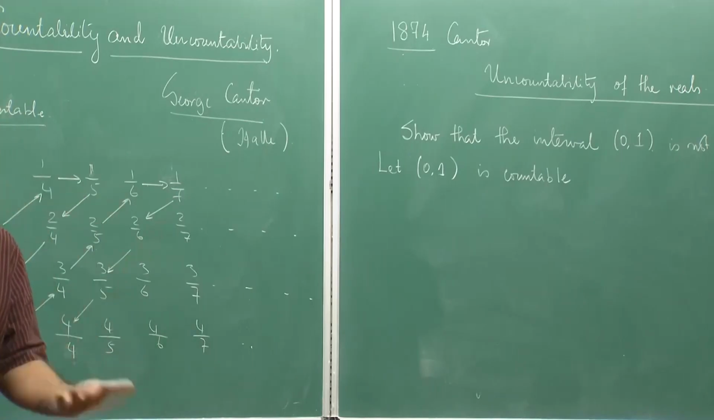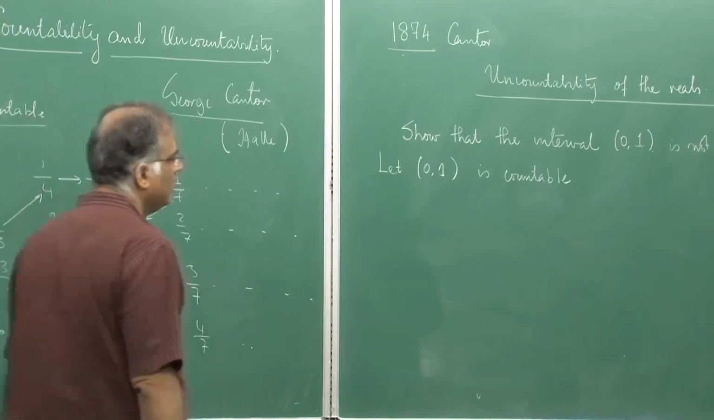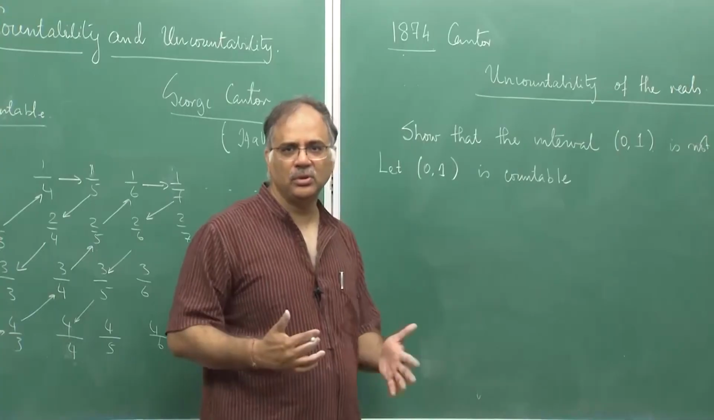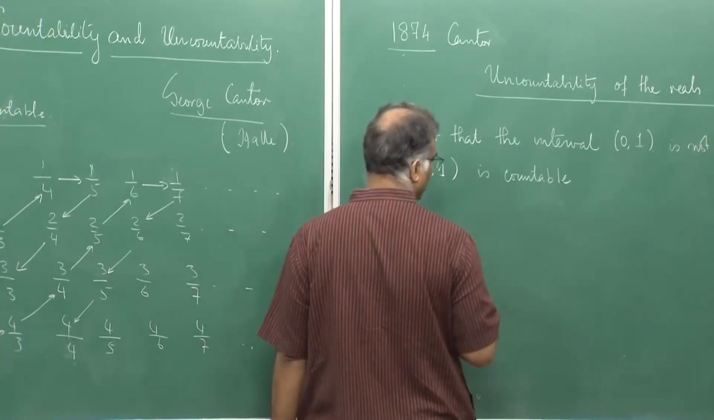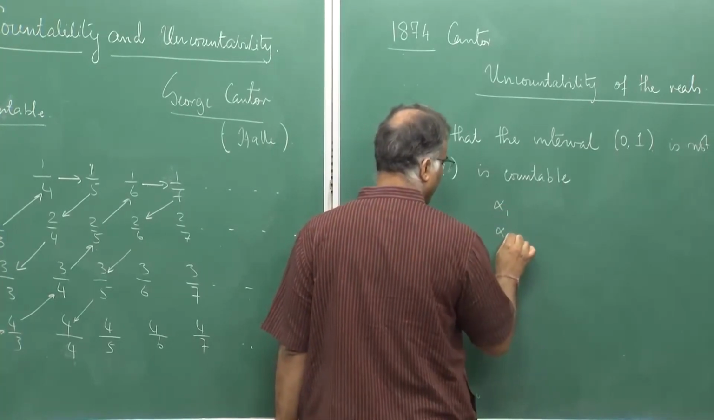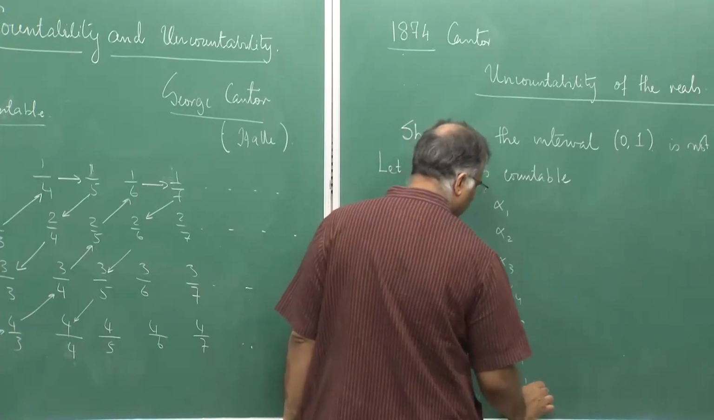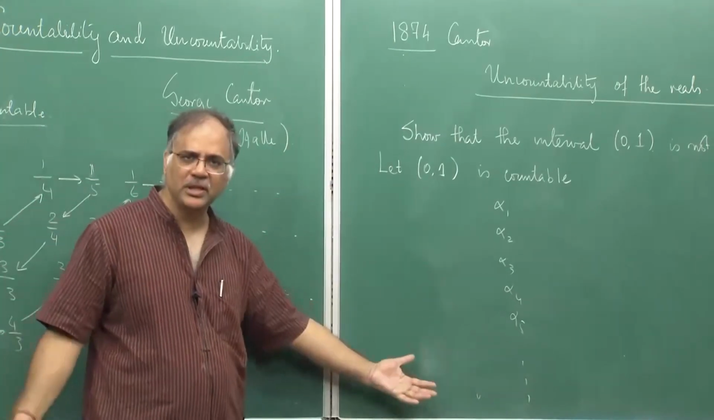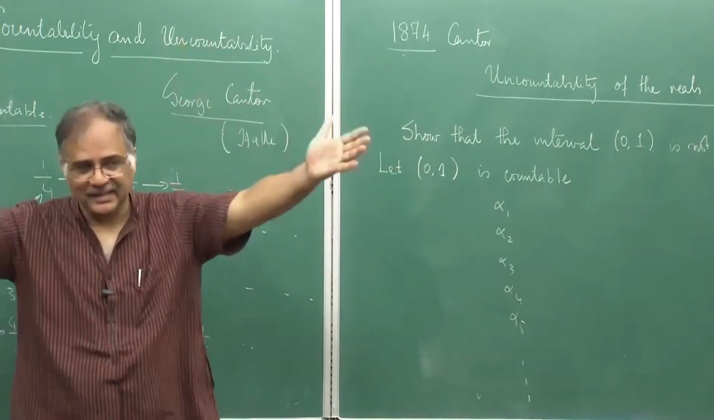So if this interval (0, 1) is countable, what does it mean? So let us list the numbers. They are countable, means I have been able to match them with the set of natural numbers. So I am matching them with say alpha 1, alpha 2, alpha 3, alpha 4, alpha 5 and so on. So they are all matched with the set of natural numbers. They must be because they are countable. So you can put a one-to-one correspondence between that set and the set of natural numbers.